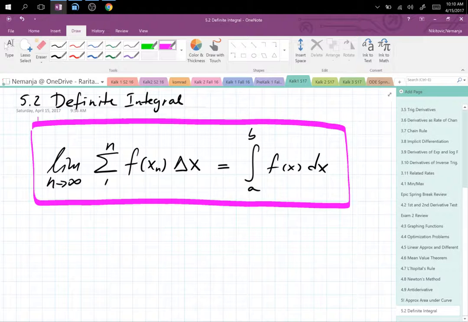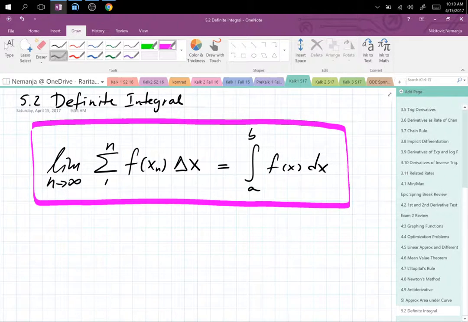Do you all remember the limit definition of the derivative? Limit as h goes to 0 of f of x plus h minus f of x over h. So that was the limit definition of the derivative. Think of this one as the limit definition of the integral. Okay? So that means we'll never use it again, right? Well, you use it today. Of course you use it.